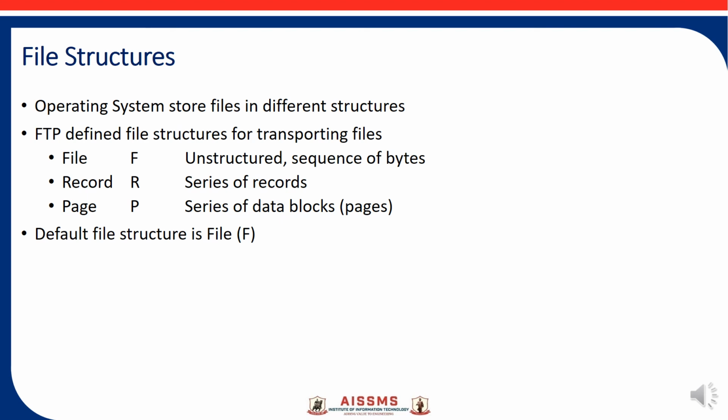There are different file structures also present in FTP. Operating systems store files in different structures, as we know. So FTP defines file structures for transporting files. The first one is file, record, and page. File is the unstructured sequence of bytes, record is the series of records, and page is the series of data blocks. The default file structure is file, which we are going to use for the communication between the client and server.